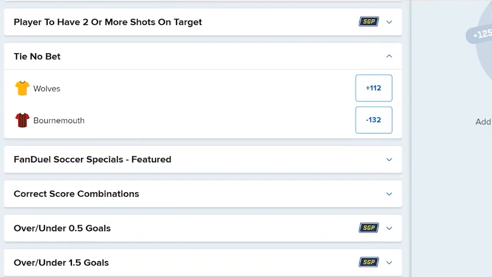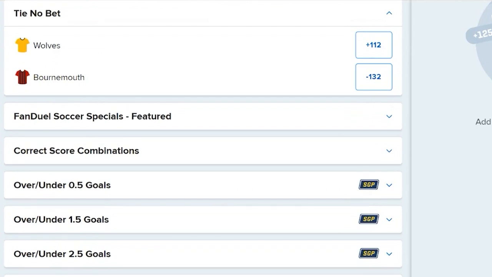It's tie no bet. So if you bet on the Wolves and the game ends 1-1 with a tie no bet, no harm, no foul. If the Wolves win, you win. If Bournemouth wins, you lose. One small tricky thing here. Let's be aware of terminology.